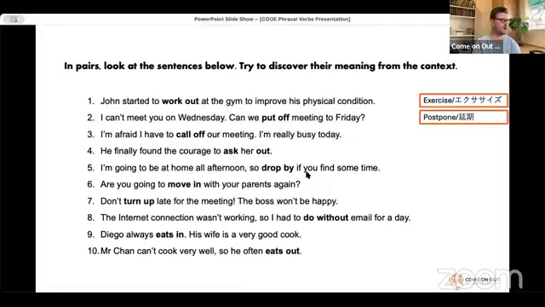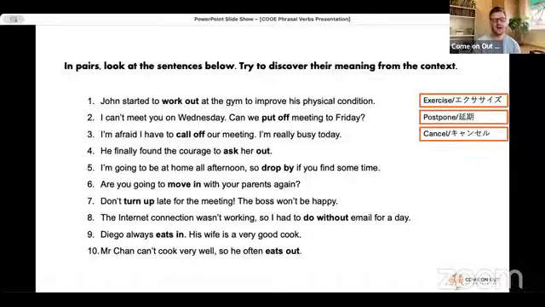So the meaning of call off is simply to cancel a meeting, right? Cancel. So put off means to move to a later time or postpone. Call off is to completely cancel.